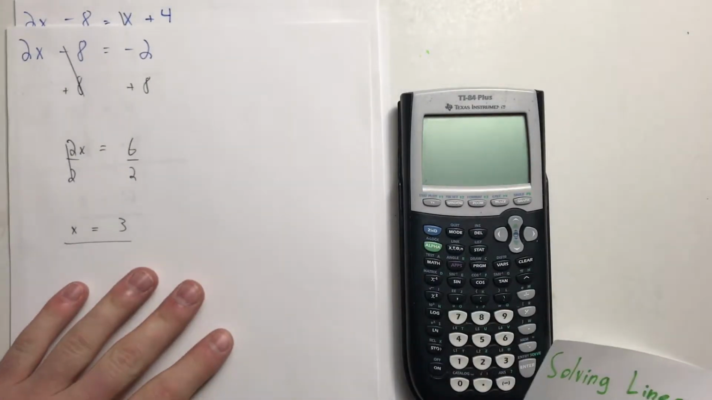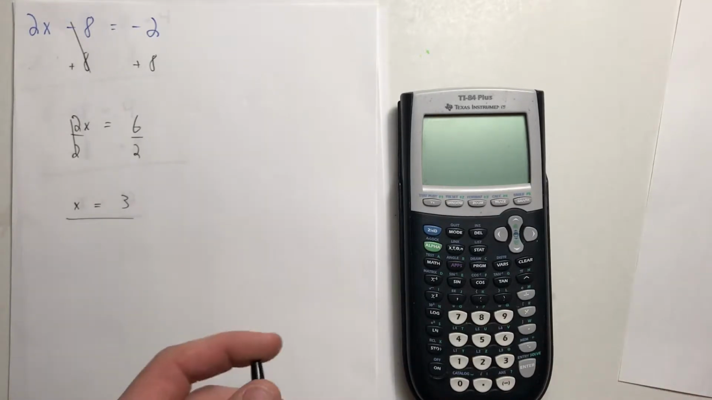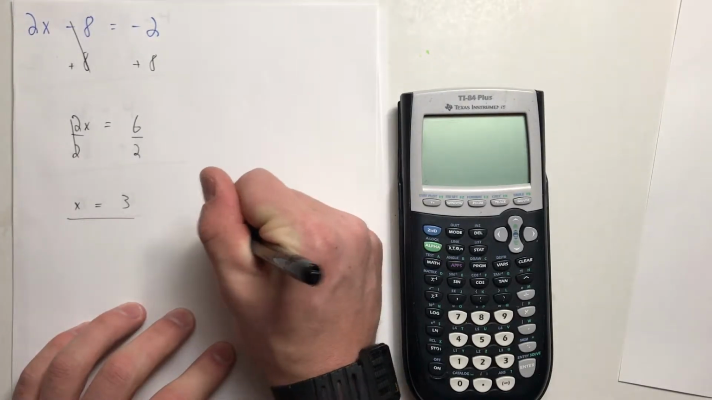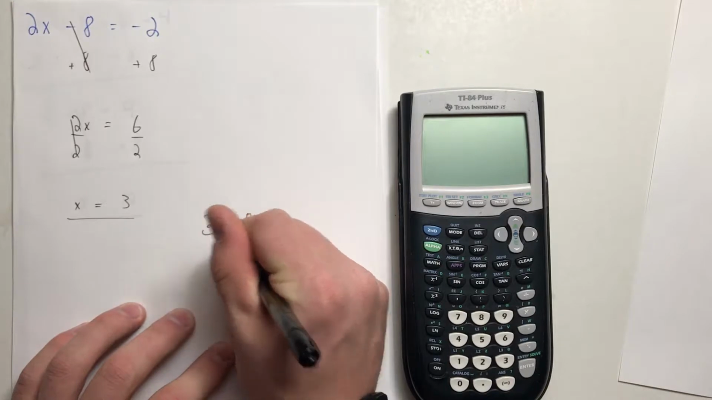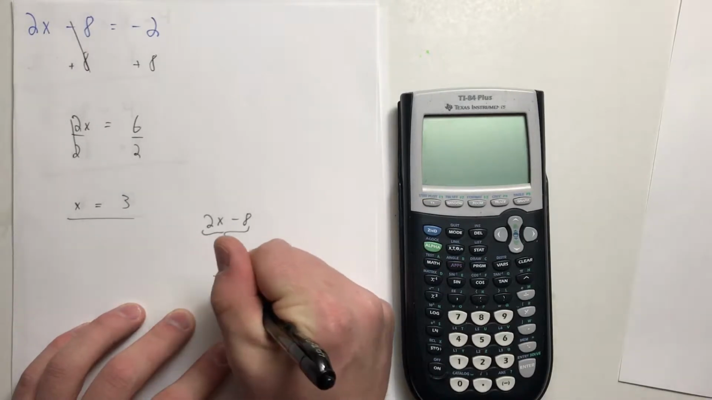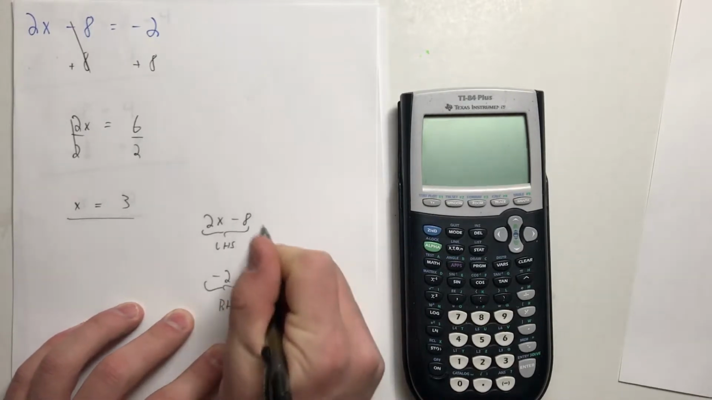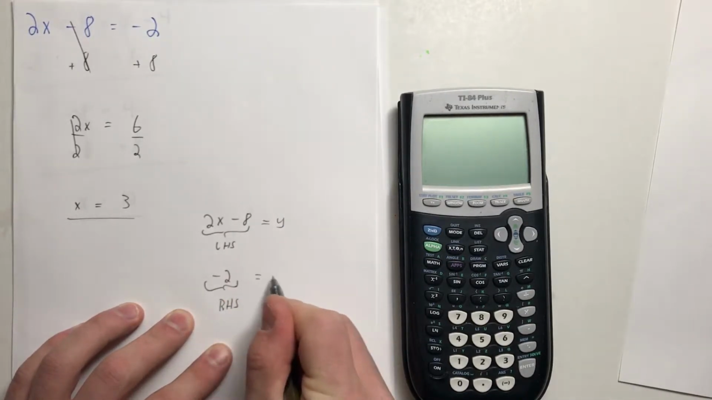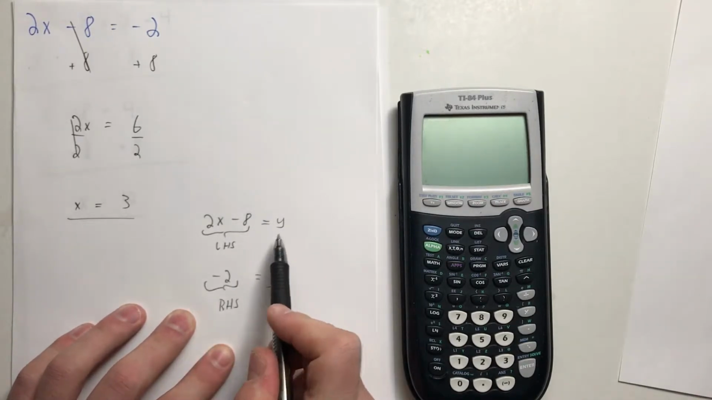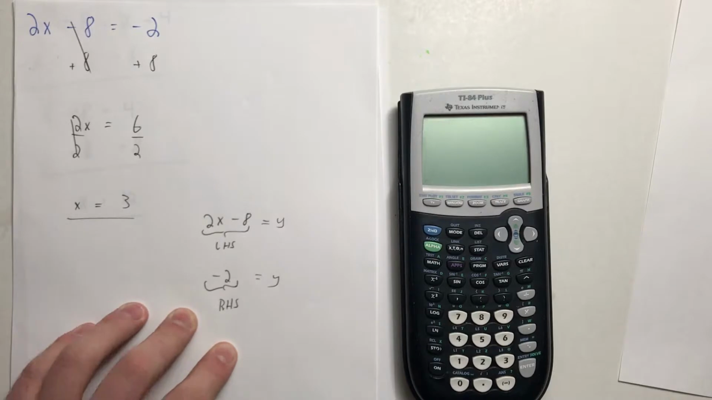So this example is the one that we did in the previous video. Our equation is 2x minus 8 equals negative 2. So this is our left-hand side, 2x minus 8, and negative 2 is going to be our right-hand side. If we set both of these equal to y, you'll see that these are both lines. So we can graph these lines, and where those two lines intersect is going to be our solution for x.